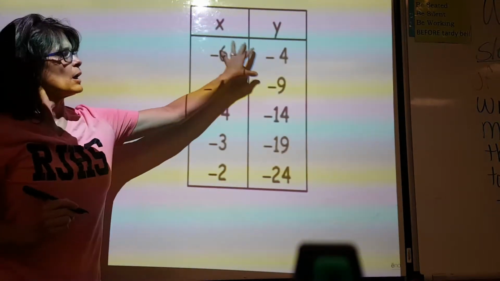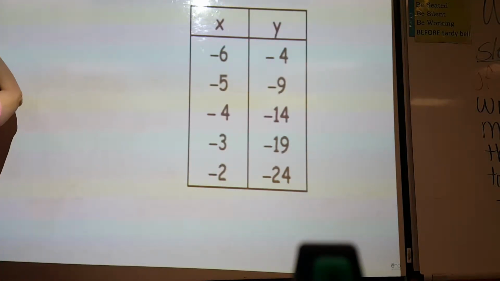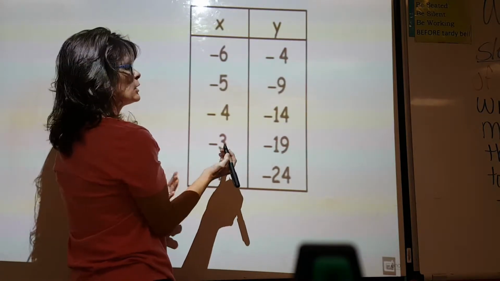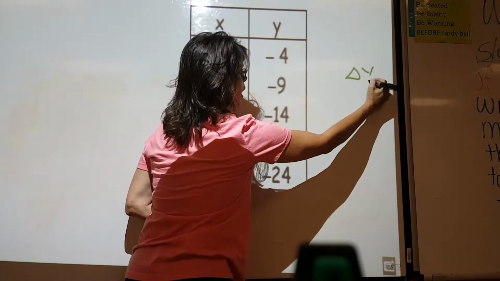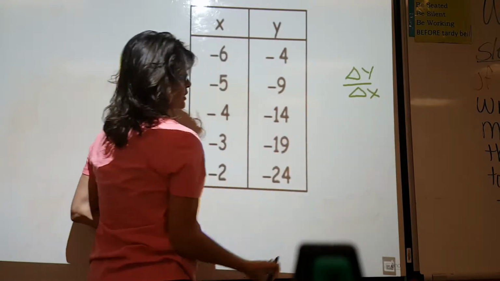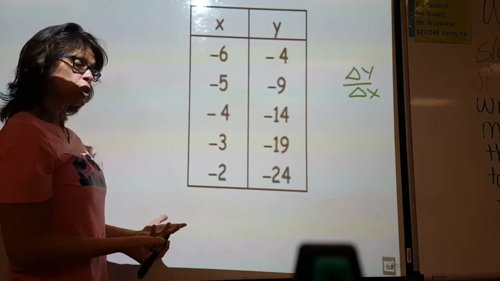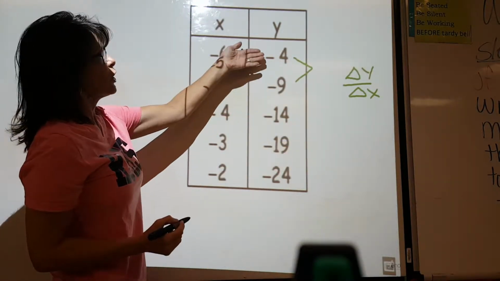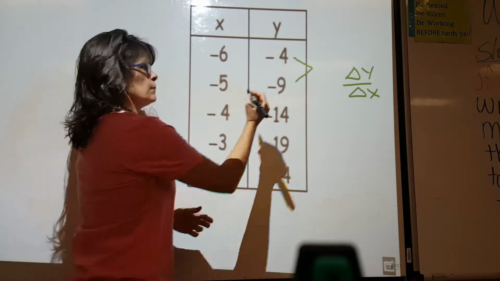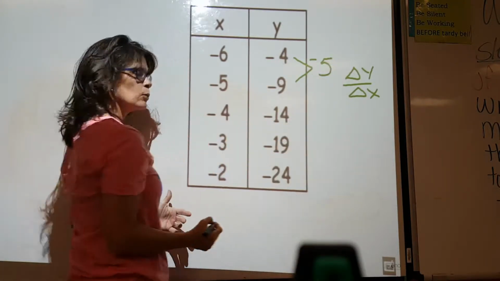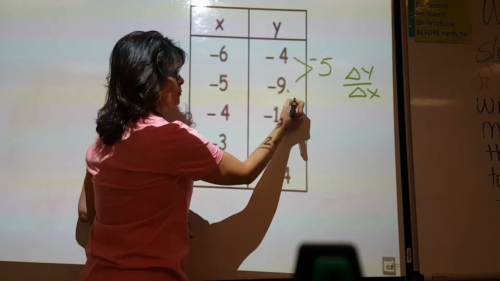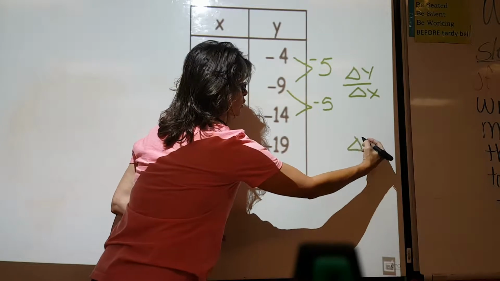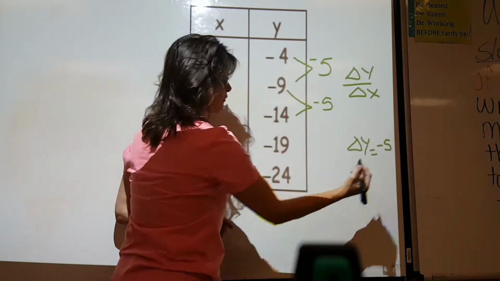All right, here I have a table of values, and it looks very scary, and that's okay because you're not used to this yet, but I am simply going to find the change in y and the change in x. And when I have found that, I will have my slope, and then I'll be able to find my b. So, from -4 to -9 is a decrease of 5, which means I will use -5. From -9 to -14 is a decrease of 5. So my change in y is -5.